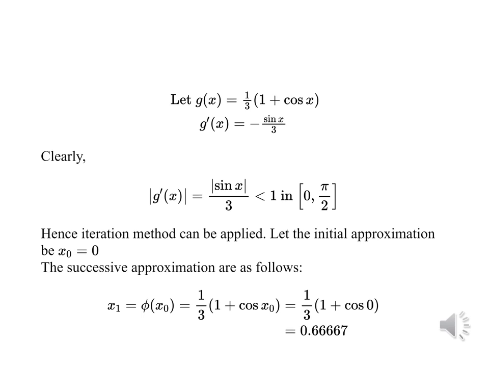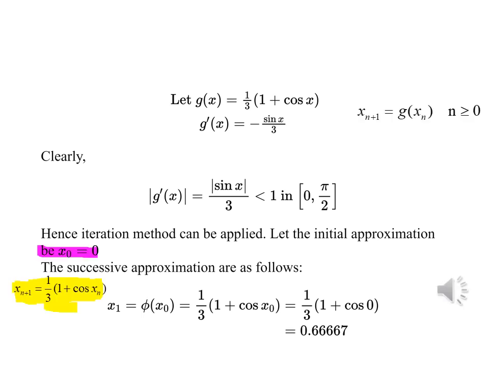Then to check whether this converges, we take g of x equal to 1 by 3 into 1 plus cos x, and we find g dash x and its modulus, and in that interval it is definitely less than 1. So we can say that this root exists and converges, and we can now go to iteration. We start with x0 equal to 0, and the iteration equation Xn plus 1 is equal to 1 by 3 into 1 plus cos xn.